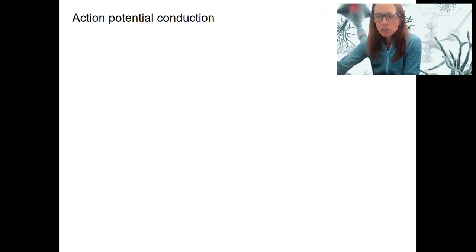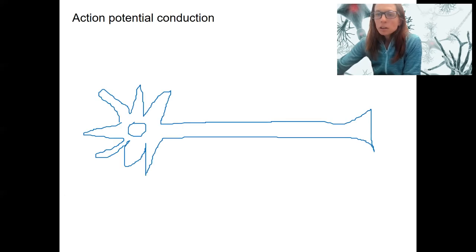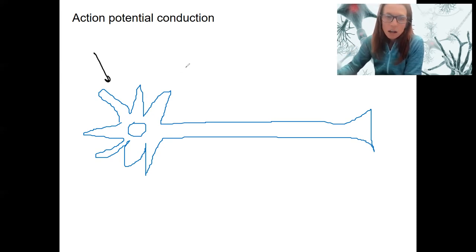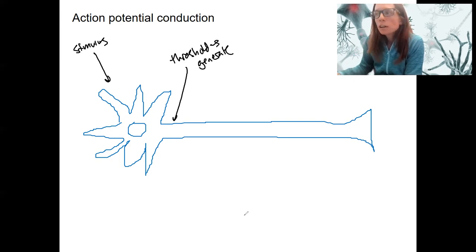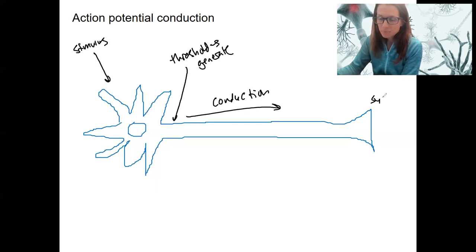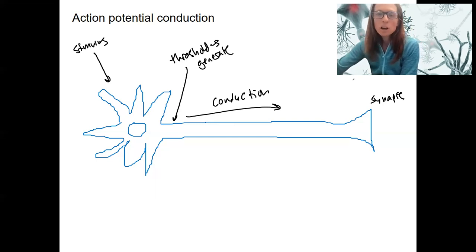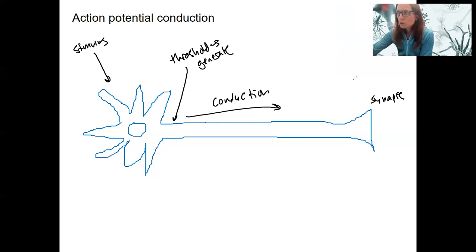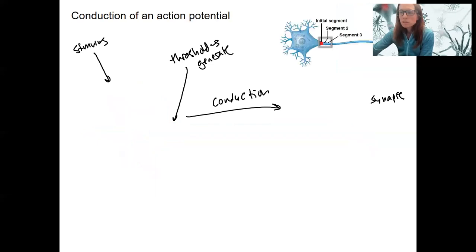So action potential conduction. We are going to be looking at how we get not only our initial stimulus, not only our generation of our action potential, we might have more than one stimulus to actually reach threshold to generate an action potential. Now we've got to look at how we get it down that way. This is conduction. We need to be able to get our electrical signal down that way, because this is where the synapse is, where our neuron is going to talk to another neuron, a muscle cell, a gland, whatever.